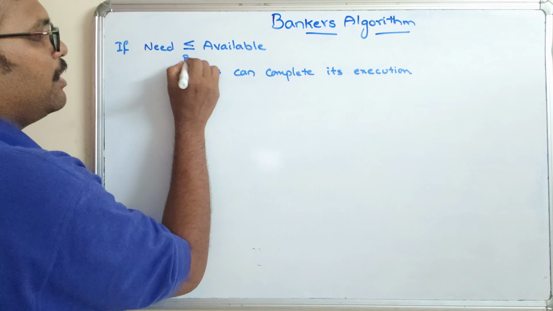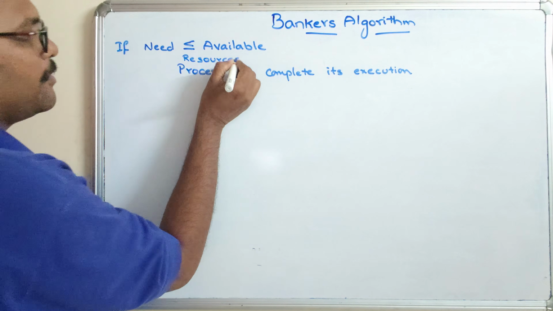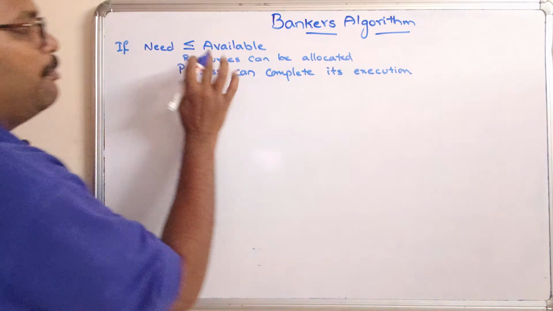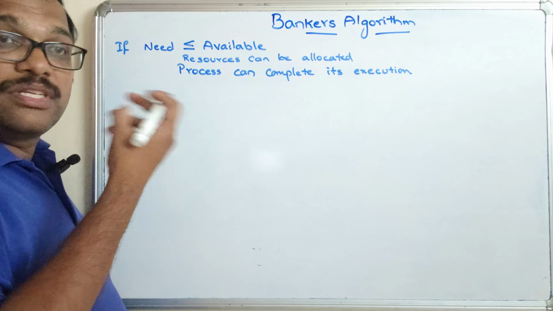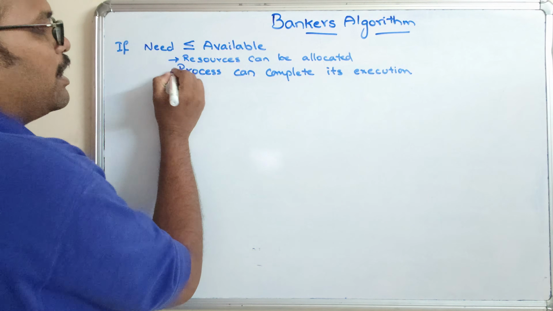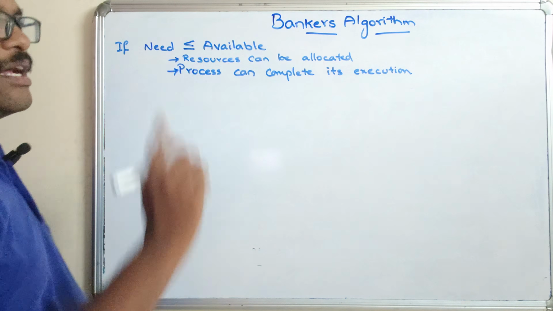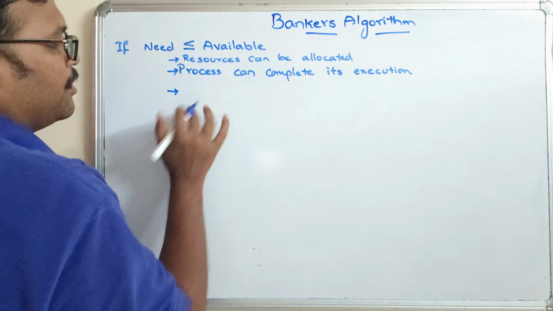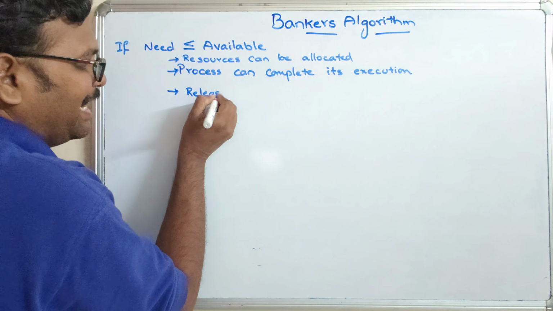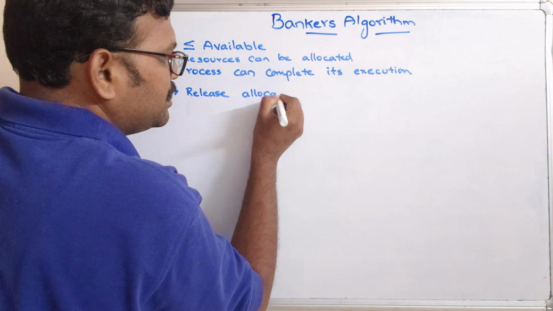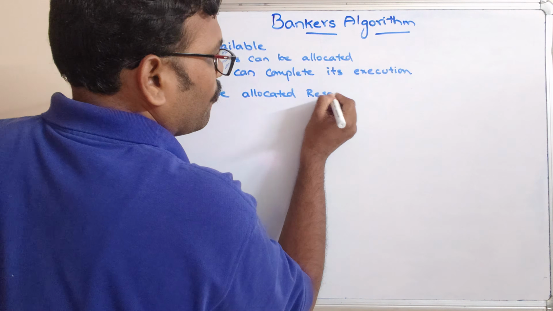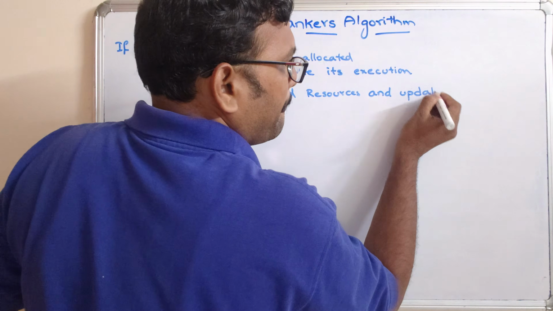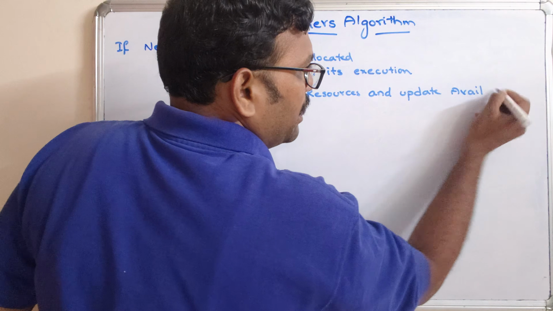So before that we can write resources can be allocated. So if the available resources are greater than the need, that means the need resources are less than available, one thing, resources can be allocated, next the process can complete its execution. After that what we have to do, release allocated resources and update available resources.